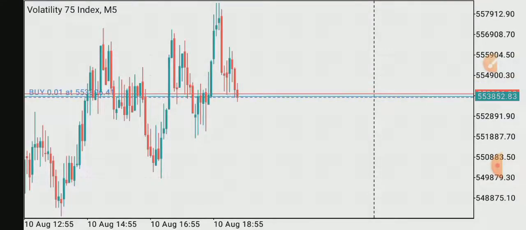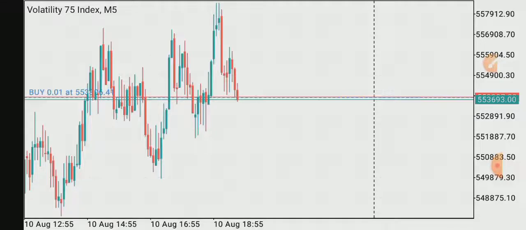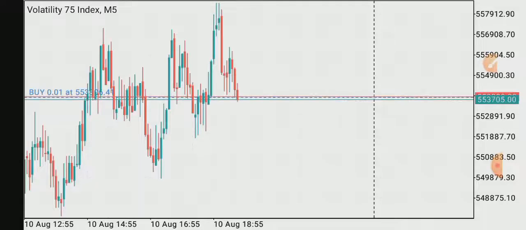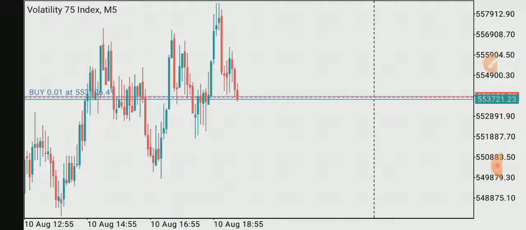So we're going to be using something called support and resistance to trade this particular strategy. Now, if you don't know what support and resistance is or how you can actually use it to trade, I'm going to show you today how support and resistance work.